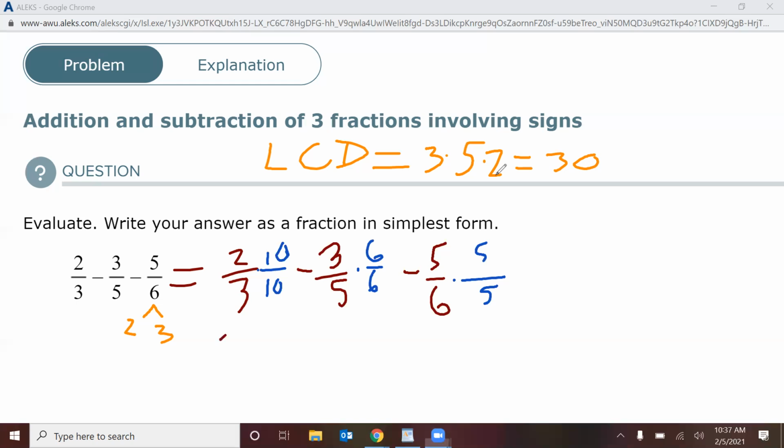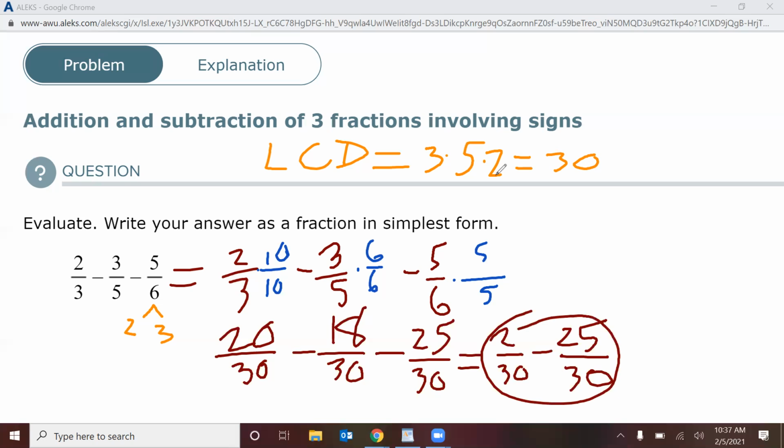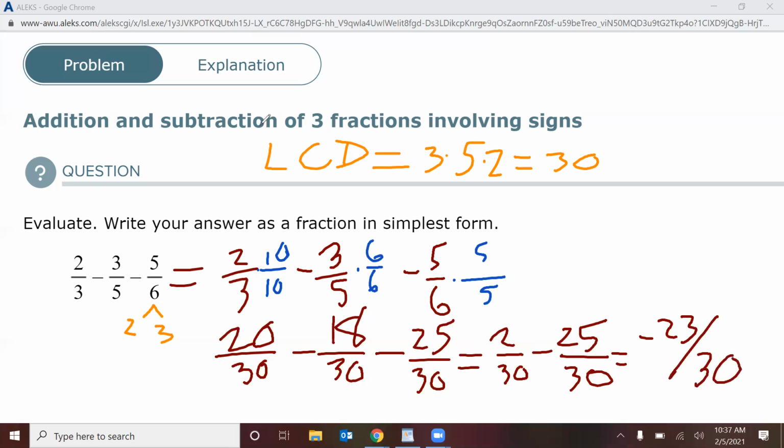So this becomes 20 thirtieths minus 18 thirtieths minus 25 thirtieths. And since I have two subtractions, I'll do them from left to right. 20 thirtieths minus 18 thirtieths is 2 thirtieths. And then 2 thirtieths minus 25 thirtieths is negative 23 thirtieths. And the problem is done.